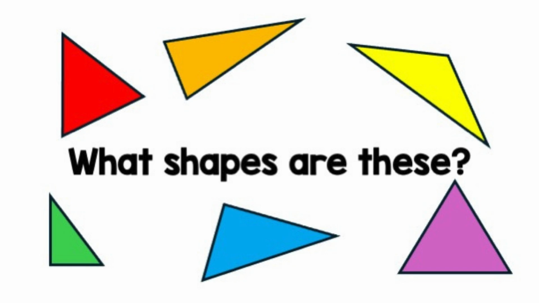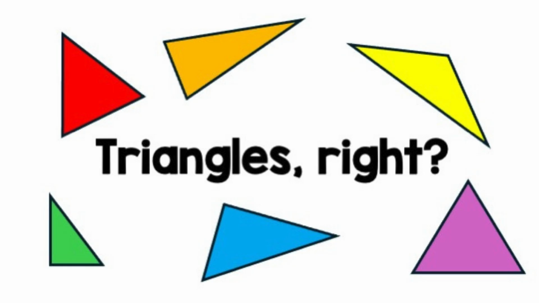What do we call shapes that look like this? If you said triangles, you're right. But what makes these shapes triangles? Well, these are triangles because they all have 3 sides.